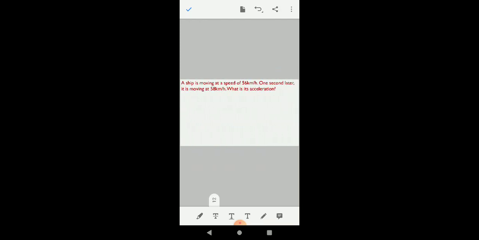Now next is: a ship is moving at a speed of 56 km per hour. 1 second later it is moving at 58. What is its acceleration? Exactly similar thing. Just convert kilometer per hour into meter per second, subtract, and then divide by 1 second.